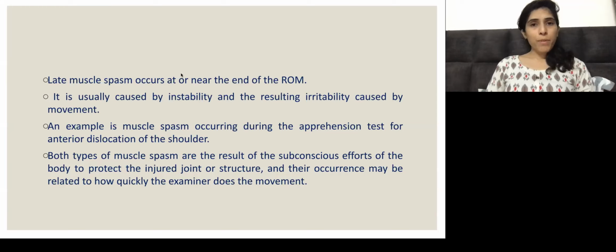Both types of muscle spasm are the result of the subconscious effort of the body to protect the injured joint or structure. So it's a protective mechanism of the body. Whenever an injury is occurring at a particular joint, our muscles automatically get into a tightened position. Their occurrence may be related to how quickly the examiner does the motion.